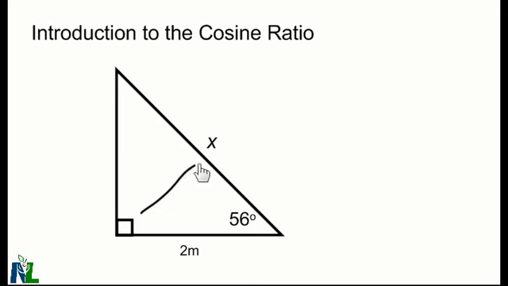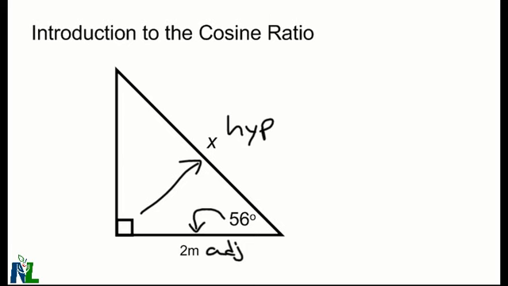across from the right angle is the hypotenuse. And we're also going to notice that immediately next to, touching, or adjacent to the reference angle is the adjacent side. So we're looking at a triangle that has an adjacent side and a hypotenuse.